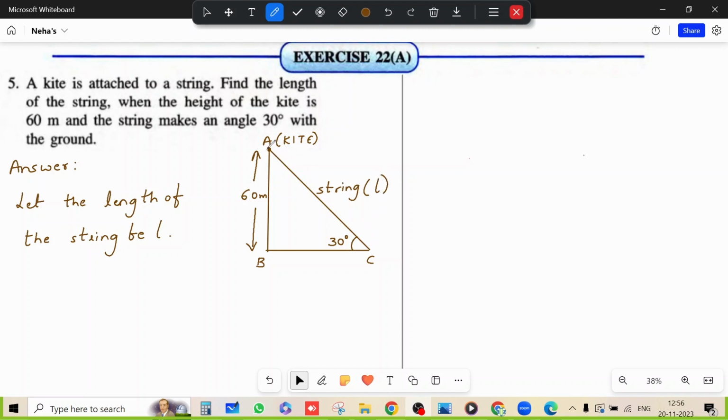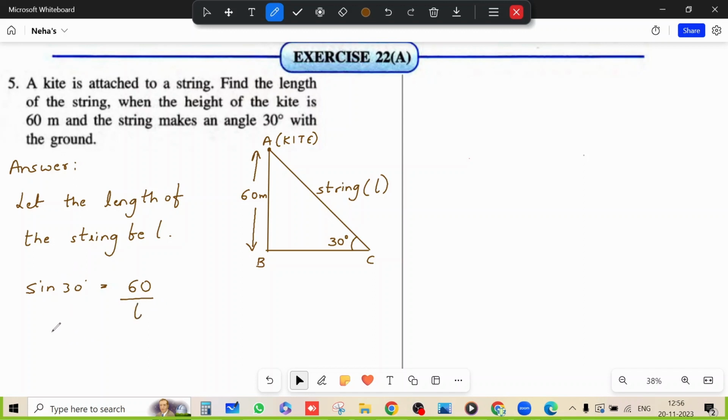The height at which the kite is flying is 60 meters above the ground, and the angle of elevation in this case is equal to 30 degrees. So we have to calculate the value of L, and we are given this height. So from the figure we know that sine 30 degree is equal to perpendicular upon hypotenuse. So that will be equal to 60 upon L.